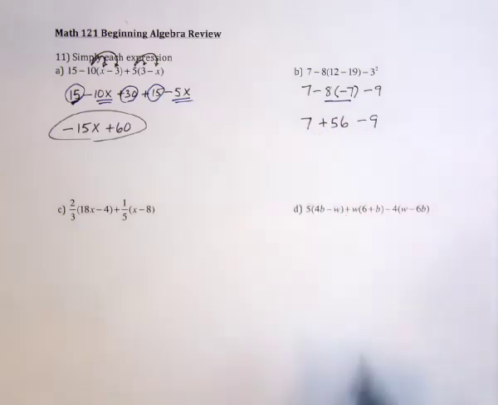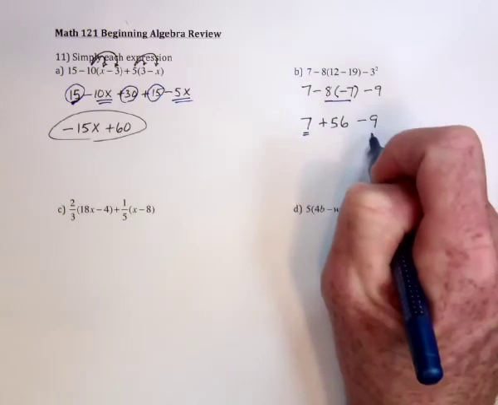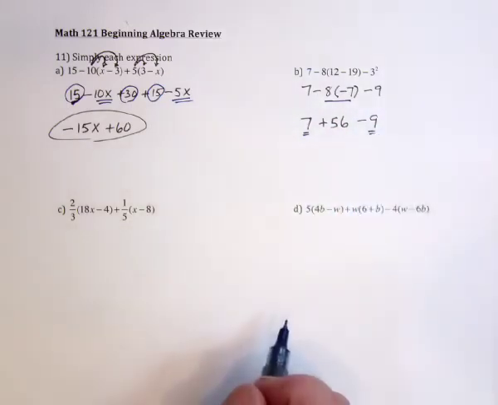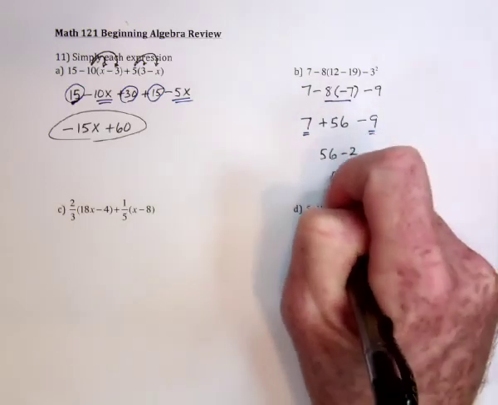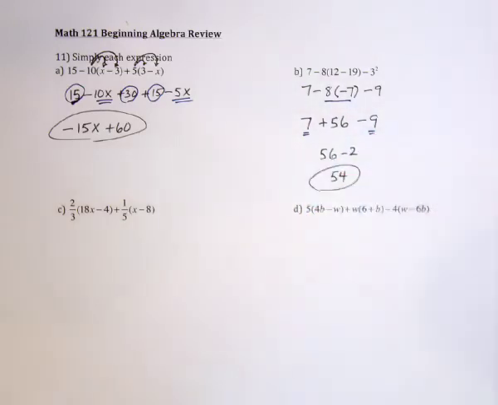But what I would like to do is combine the two small ones. That would be a negative 9 and a positive 7 is negative 2. So then what I've got is 56 subtract 2. So then it's just 54.